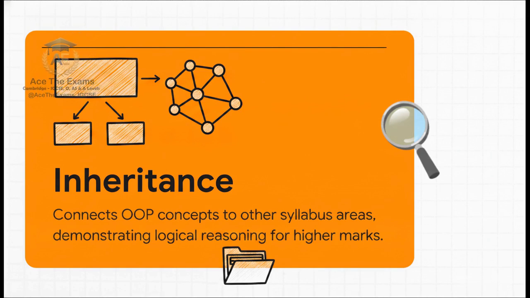Examiners actively reward candidates who can link this OOP architecture to other syllabus areas. So if your point is about using an inherited class hierarchy, your evidence is the code, your explanation is how it saves memory, and your link is how it perfectly integrates with, say, file handling techniques.